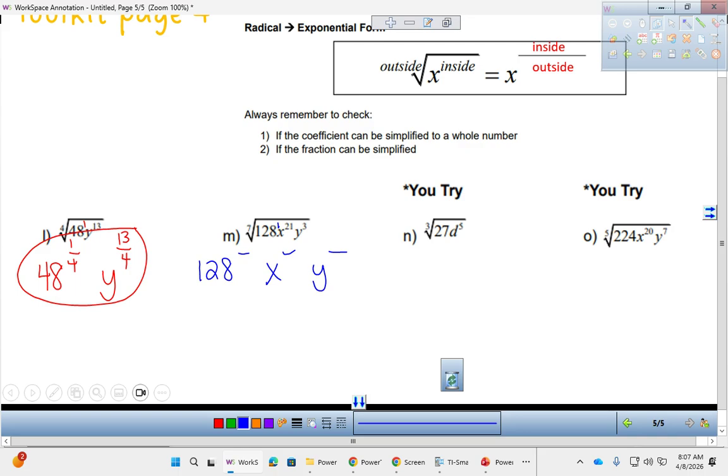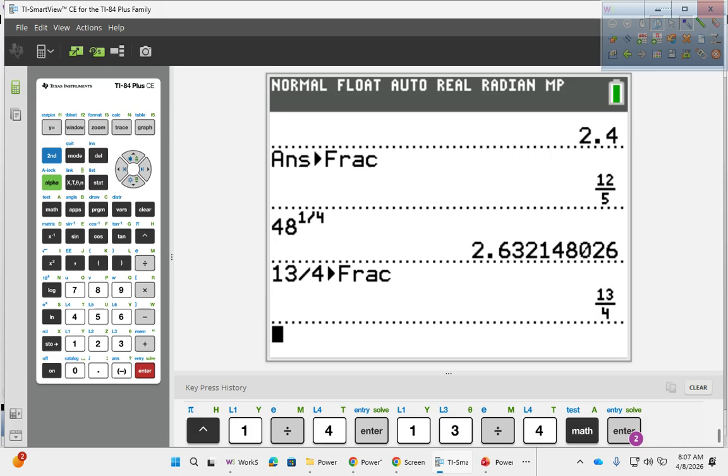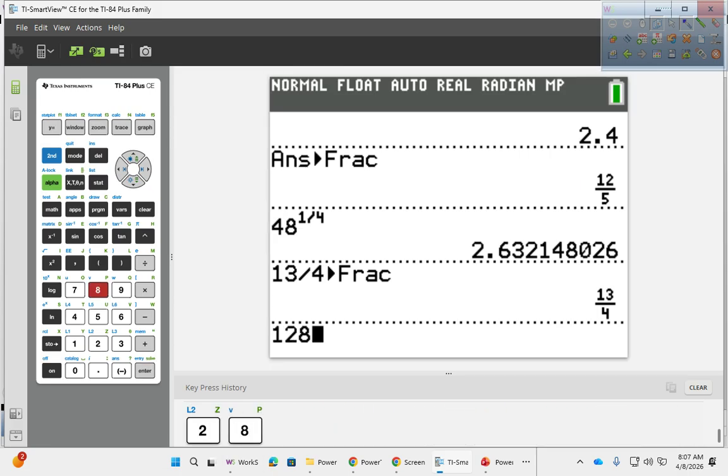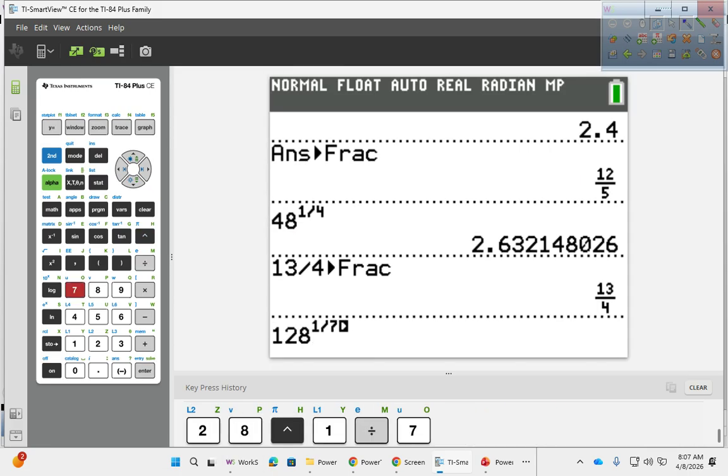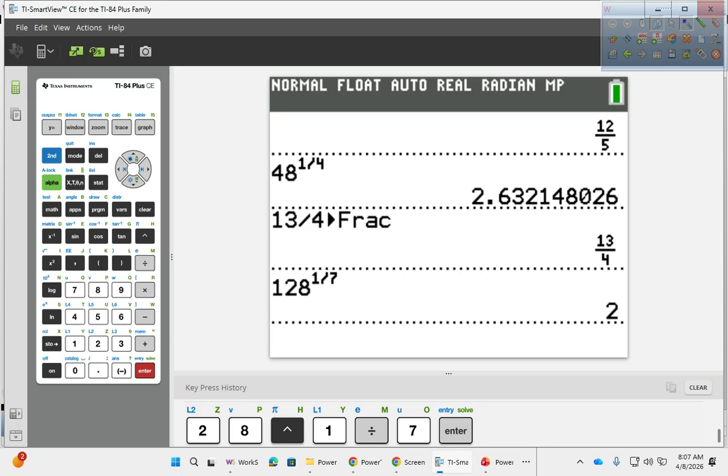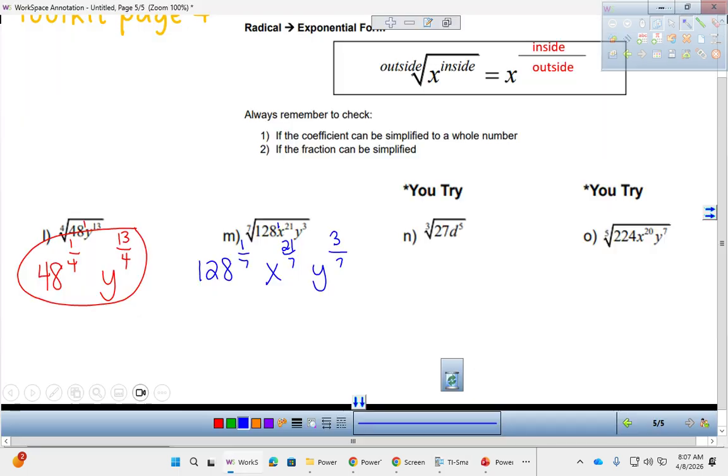The inside number on the 128 is a 1, and the outside is a 7. On the x, it's a 21, and the outside is a 7. And on the y, it's a 3, and the outside is a 7. Coefficients, 128 to the 1/7. I've got to check like this. Since that becomes a whole number, I'm going to change it. If it was a decimal, I would just leave it as 128 to the 1/7.